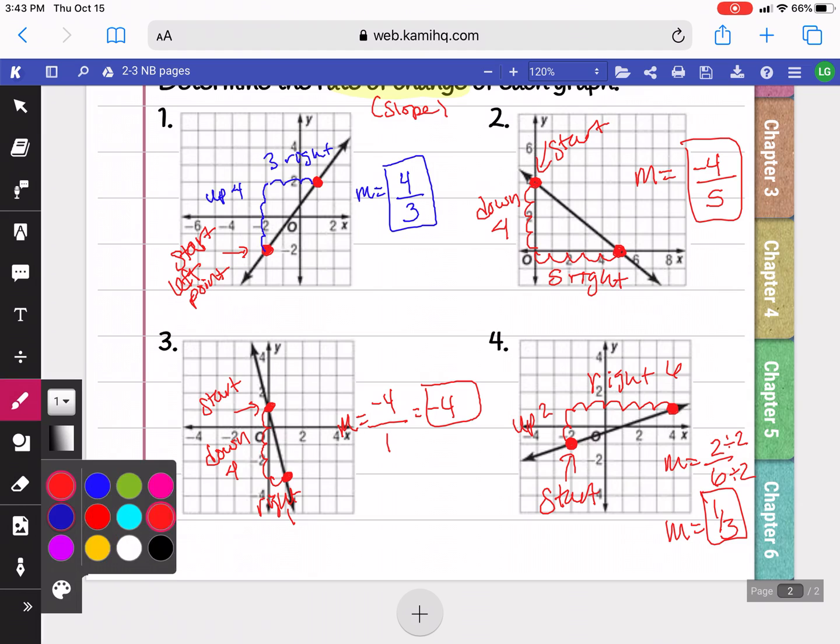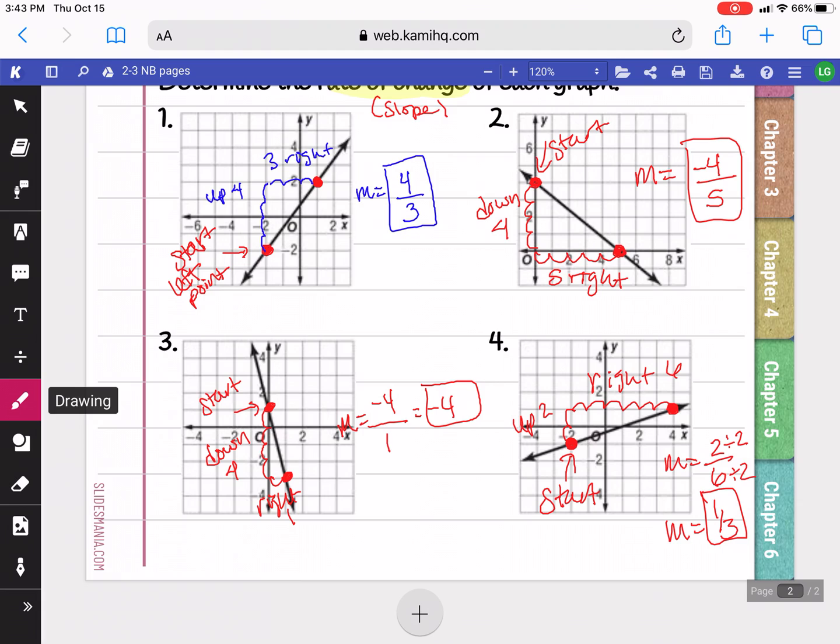What I mentioned about picking more than one point is we could have actually used this point and this point right here. And then it would have gone up 1, right 3. And we still would have gotten a slope of 1 over 3. So it doesn't matter which 2 points you choose, as long as you're simplifying, you'll get the same slope.